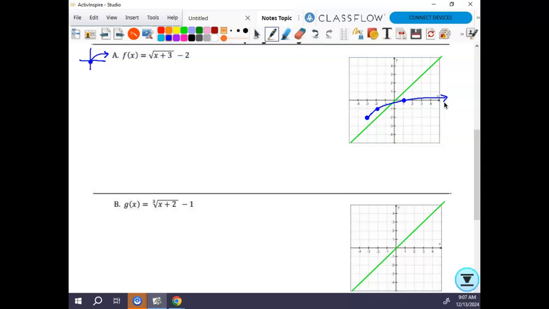All right, so for this function that we just graphed, the domain, where do my x's start? -3. And I include it, right, because it's a point. And my x's go all the way to where? Infinity. Okay, and then my range starts where? -2 and goes all the way to what? Infinity.